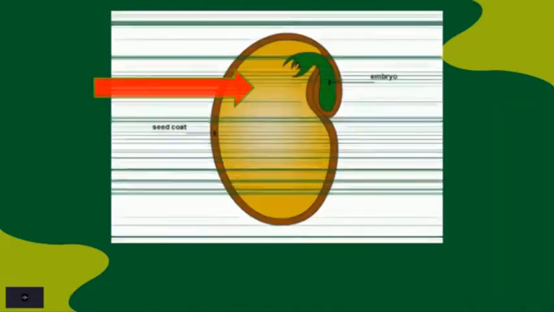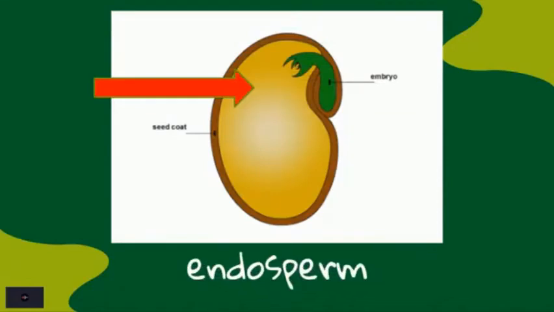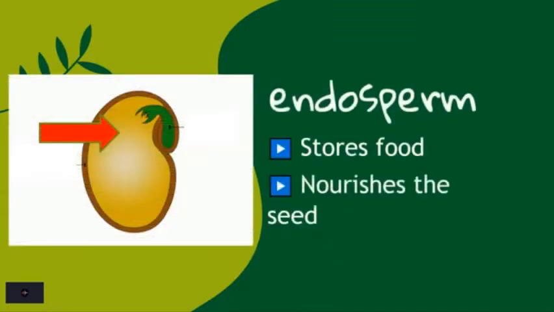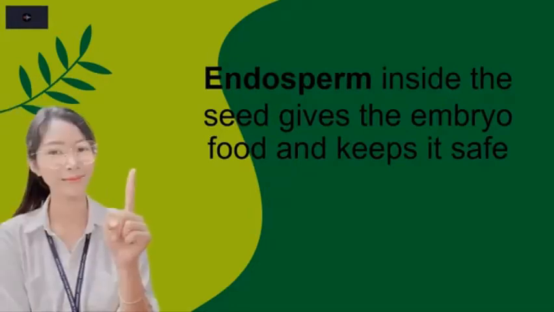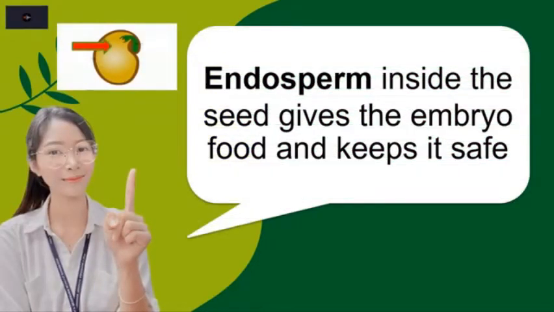Endosperm. This is the endosperm. It stores food and nourishes the seed. Remember, endosperm inside the seed gives the embryo food and keeps it safe.